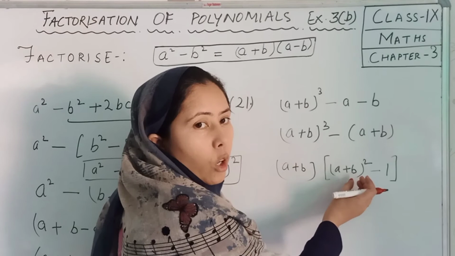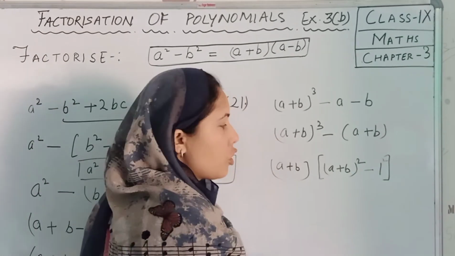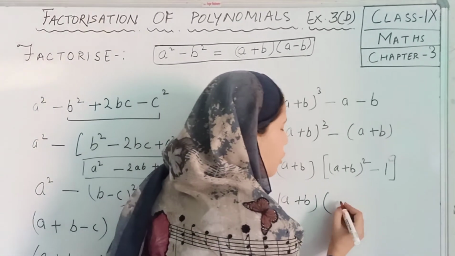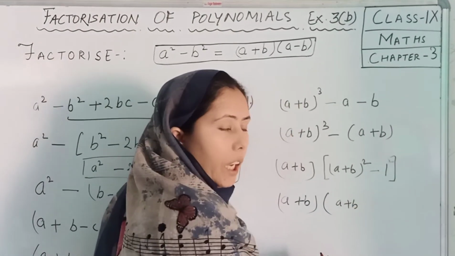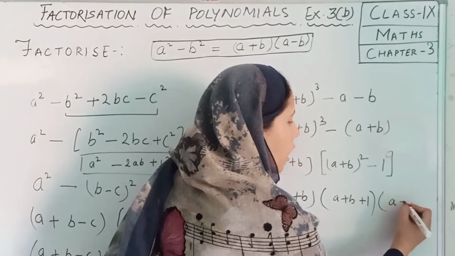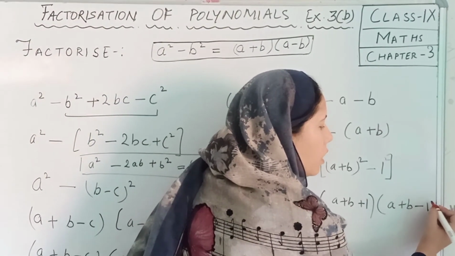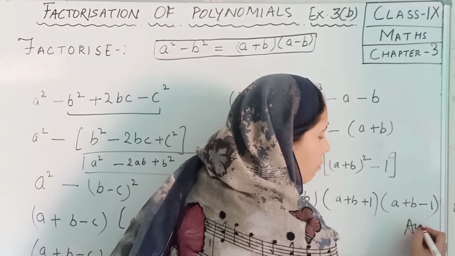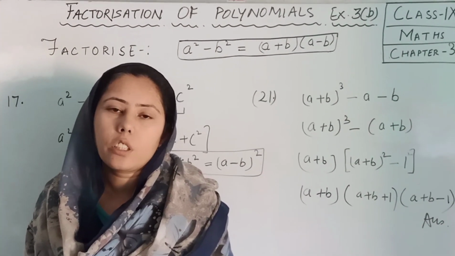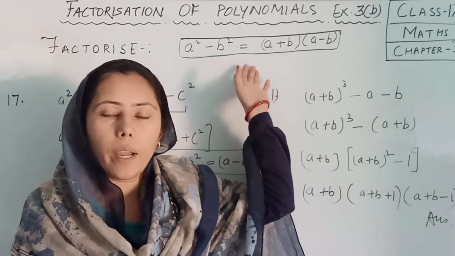Now it is in the form of a square minus b square. 1 can be written as 1 square. We will apply the identity (a plus b)(a minus b). This is my a plus b, and this a minus b is 1. Answer.